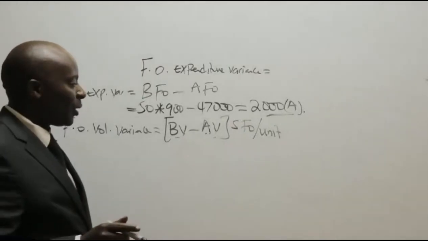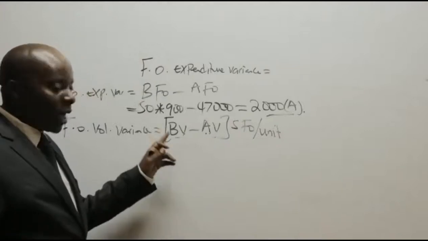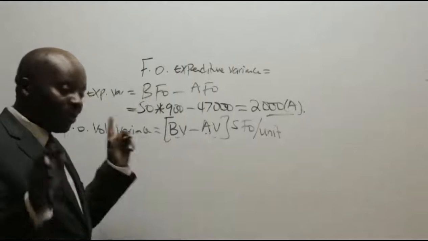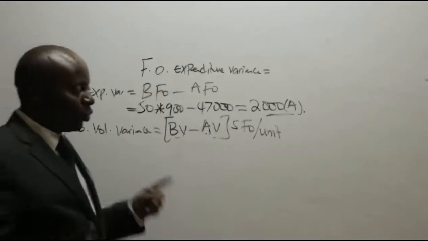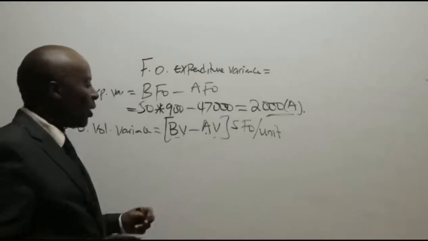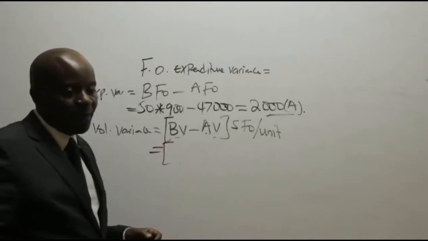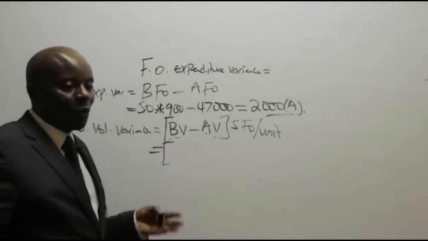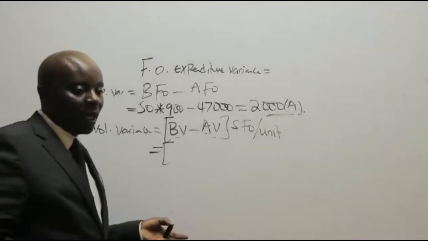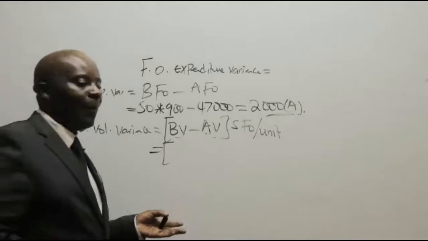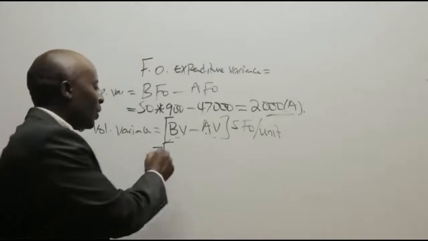For the students joining us for their very first time, I would want them to write this in full: BV is budgeted volume, and AV is actual volume. Could you kindly come here and pick the budgeted volume for me? How many units were we budgeting to produce in that particular month of April? Budgeted volume: 900. Thank you very much.